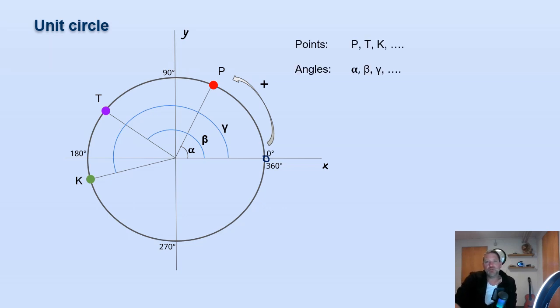So as you see, it is normal to indicate points with a capital, in this case P, T, K, and angles with a Greek character, alpha, beta, gamma, and so on. But we have been walking in a positive direction, but we can also walk in a negative direction. So let's do that right here until we wind up at point Q. Alright, Q, so since we were walking in a negative direction, also the angle towards the x-axis is negative, and in this case we're calling it minus theta.